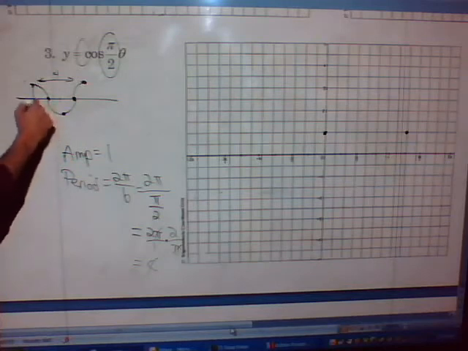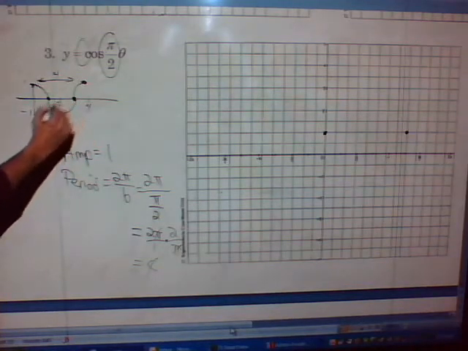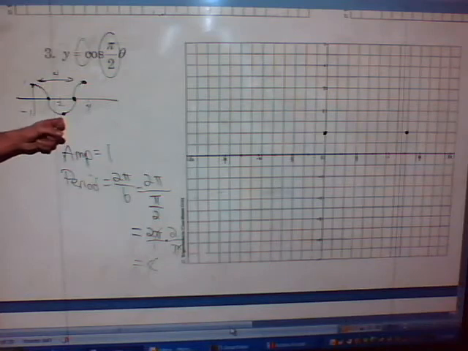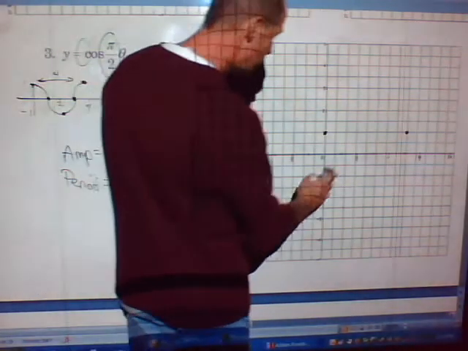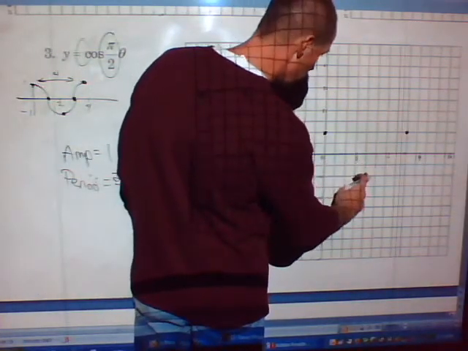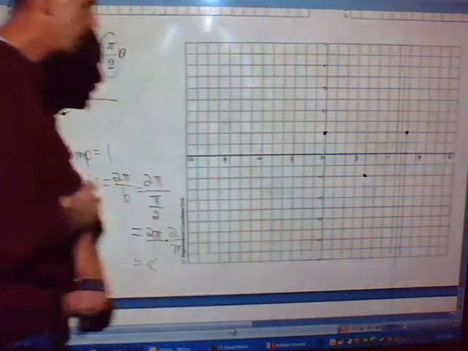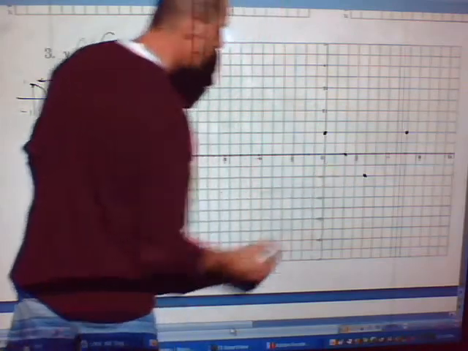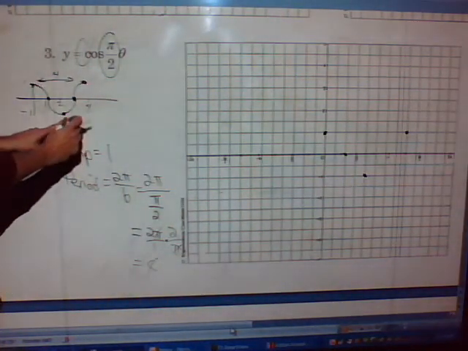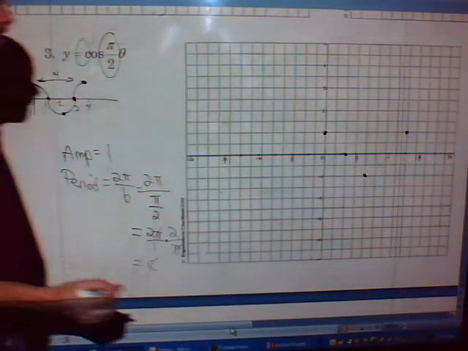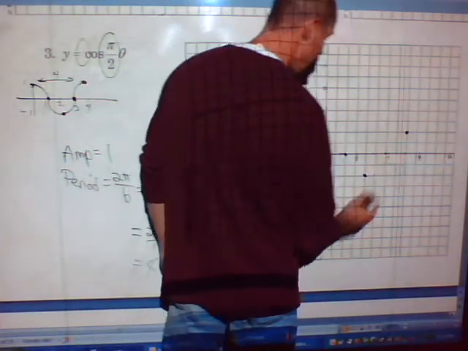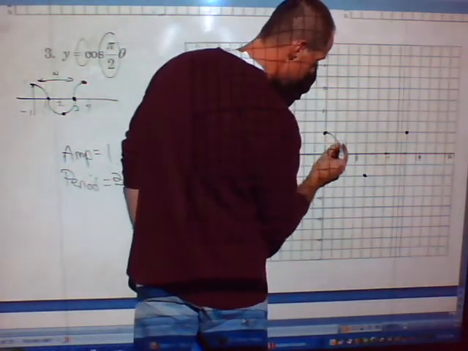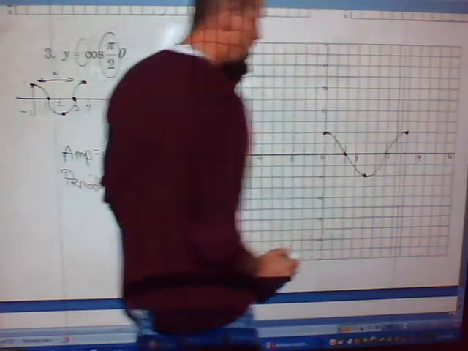Now, we need to plot this point, which is in the middle. Well, what's the middle of 0 and 4? That's got to be 2. So at 2, we're at negative our amplitude, which is at -1. Then, halfway in between, 0 and 2 has to be 1. So at 1, we're at 0. And then halfway between 2 and 4 has to be 3. So at 3, we are at 0. So our graph comes down and back up.